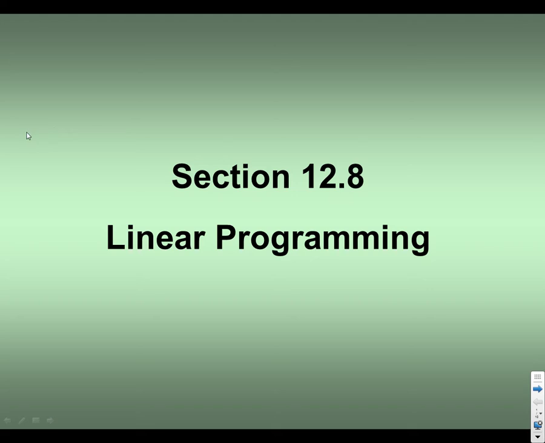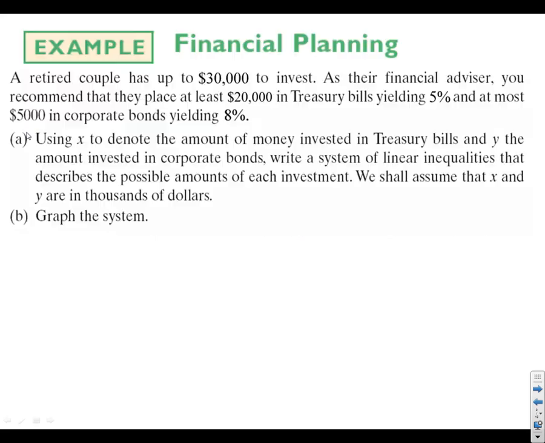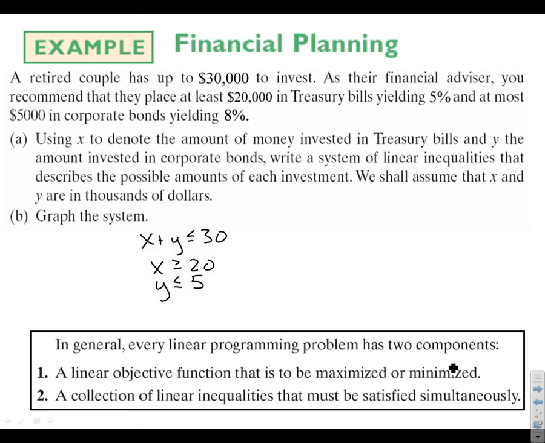So just to review here, last class we talked about linear systems of inequalities. We had this problem here, and in this one remember that x plus y was less than or equal to 30,000, x was at least 20,000, so greater than or equal to 20, y was less than or equal to 5. And in this, all we did was graph it. What we're going to extend now is to figure out how to maximize it.